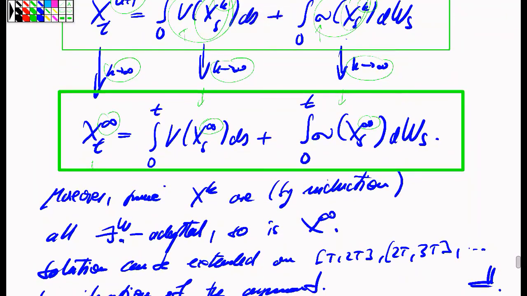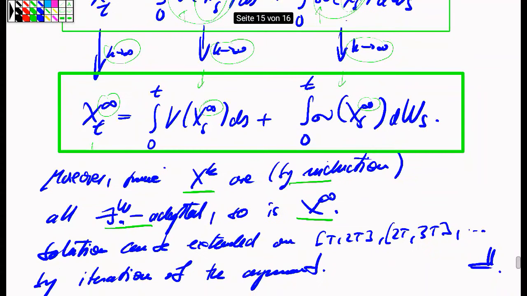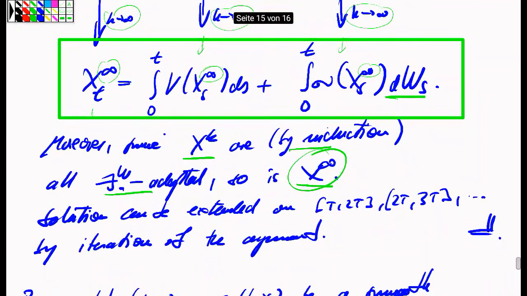Moreover, the X^k processes, as I can easily show by induction, are all measurable with respect to the filtration which is generated by the process W, and so is also the pathwise uniform limit X^infinity. So therefore this X^infinity process is also adapted to the filtration generated by the W process.